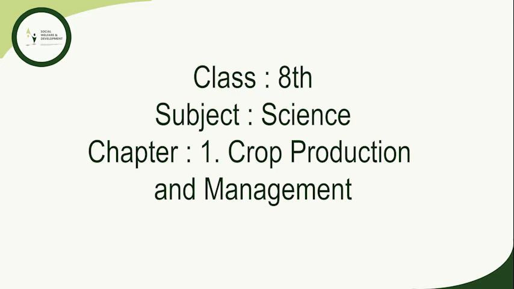So the next part which comes in crop production is irrigation. As we all know, all living beings need water to live. Water is important for proper growth and development. So for plants, water is absorbed by the roots. Along with water, minerals and fertilizers are also absorbed by the roots. Plants contain nearly 90% water.